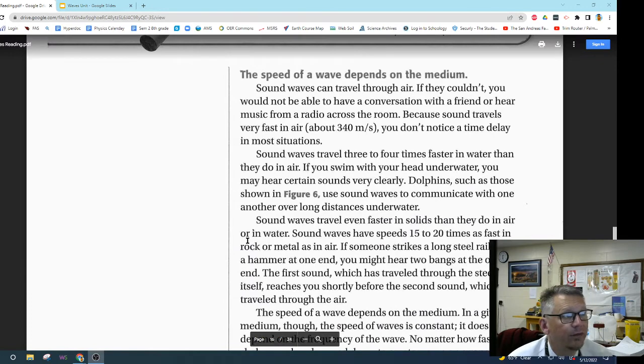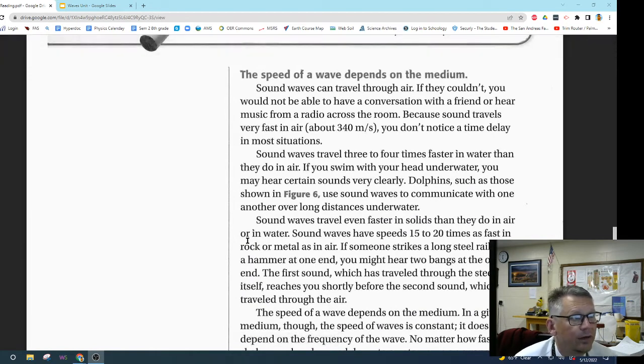The speed of the wave depends on the medium. Sound waves can travel through air. If they couldn't, you would not be able to have a conversation with a friend or hear music from a radio across the room. Because sound travels very fast in air, about 340 meters per second, you don't notice a time delay in most situations.